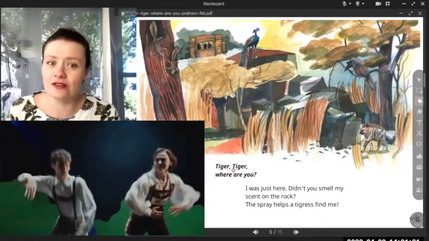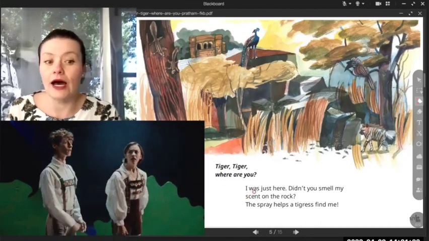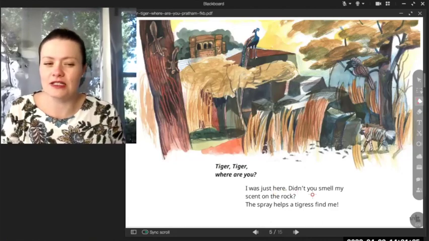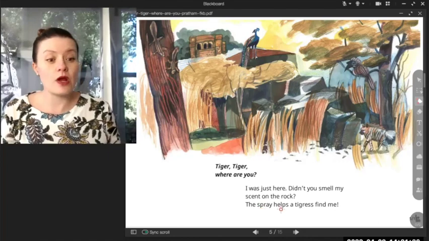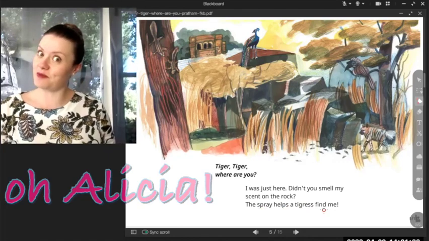Tiger, tiger, where are you? I was just here. Didn't you smell my scent on the rock? The spray helps a tigress find me.